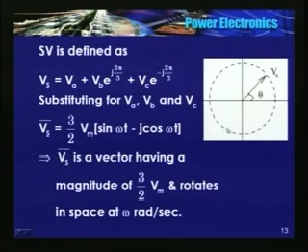The locus is circular because I have assumed all 3 to be sinusoids. So Vs rotates in a circular locus, magnitude is 3 by 2 times Vm, and this omega is the same as the omega of those Va, Vb and Vc. This is similar to the rotating magnetic field in an induction machine, which also rotates at 3 by 2 times the magnitude and at omega. So this is the space vector.